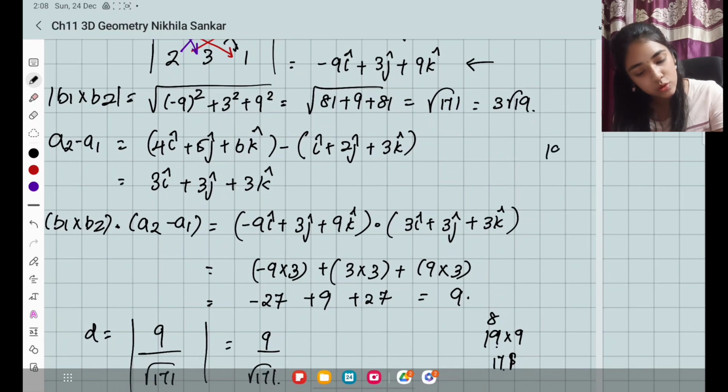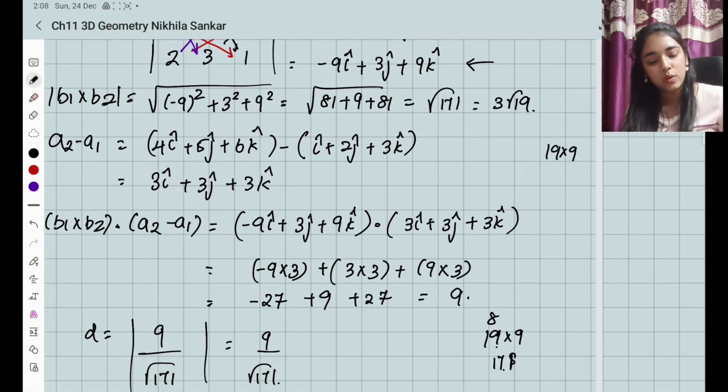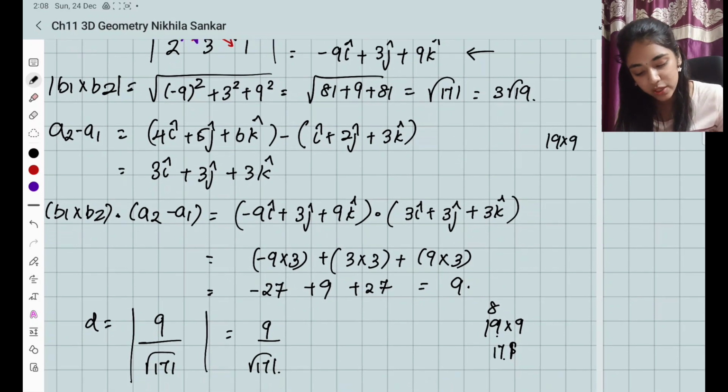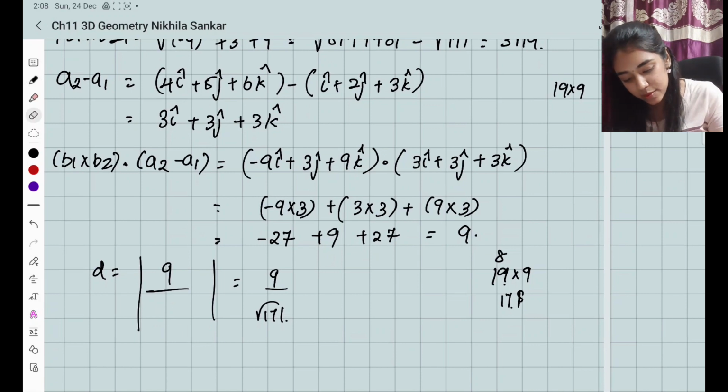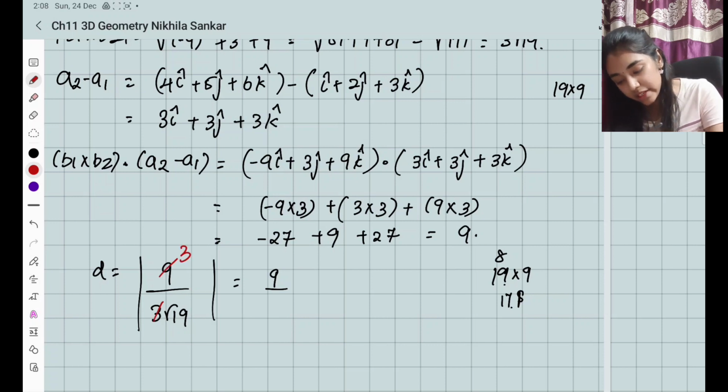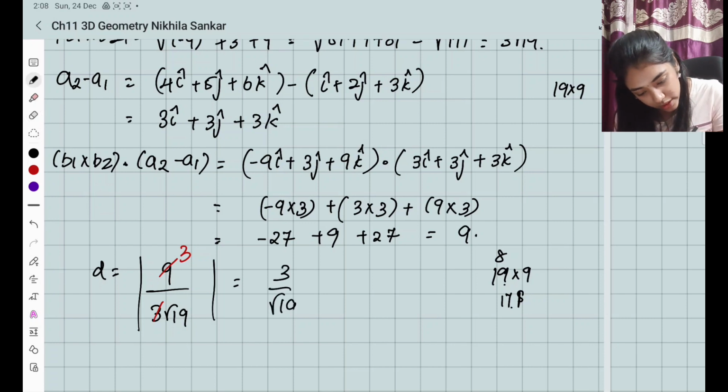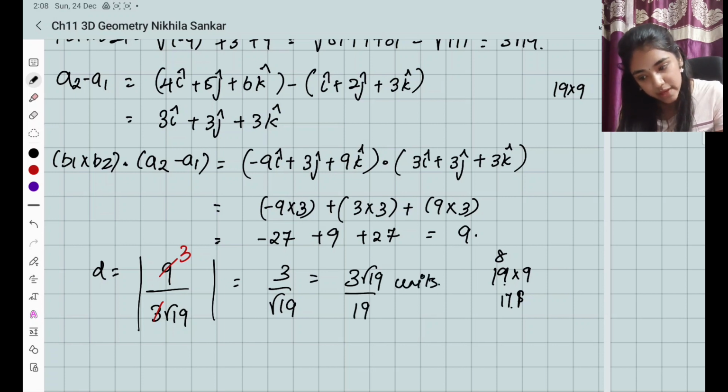Okay, 19 into 9 is going to be 171. 9 square root into L I'll have 3 root 19. Okay, so when I directly substitute that, I have 3 root 19. I can cancel this. So I'll have 3 divided by root 19. Okay, so when I write that, I have 3 divided by root 19. Root denominator la illama rationalize panna 3 root 19 divided by 19 units. Okay, please copy.